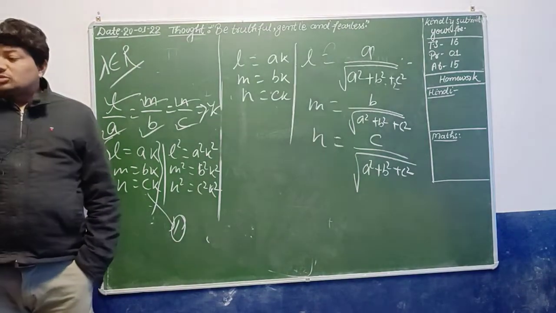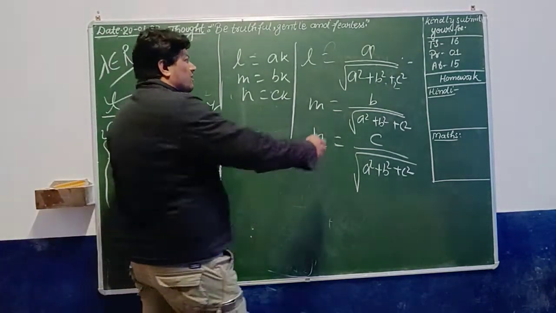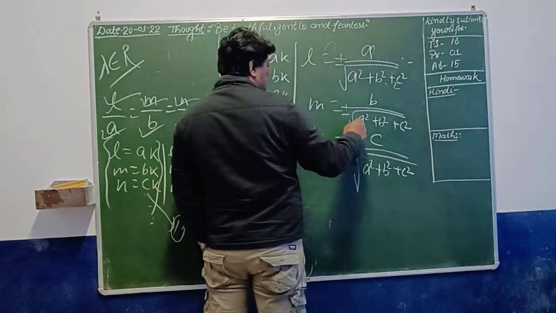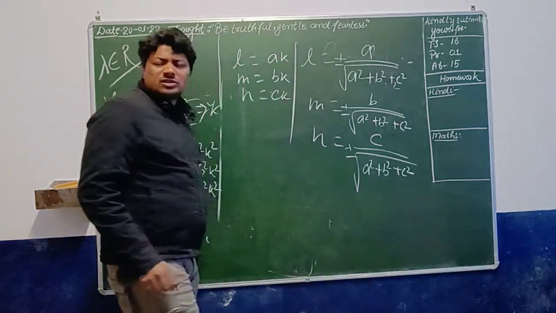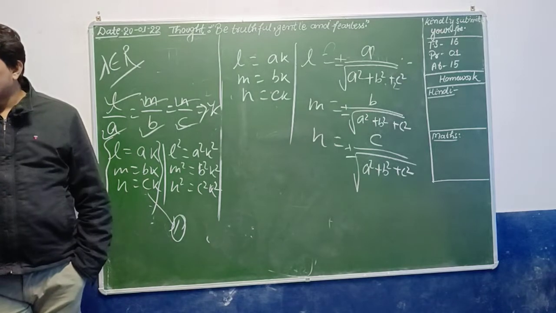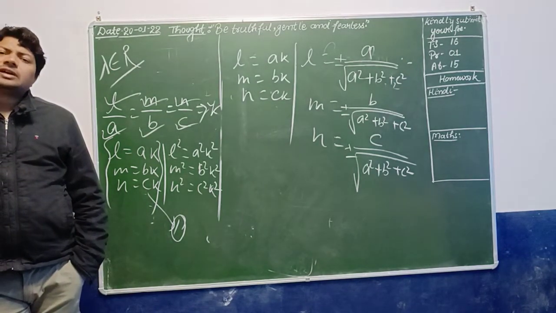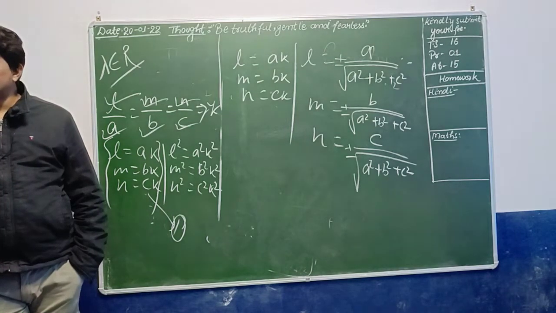These are the direction cosines of the line. Clear? These are the direction cosines of the line, and it will have a plus or minus sign before the root. Everybody, this is basic knowledge that everybody knows. So either the value of k will be positive, or the value of k will be negative.